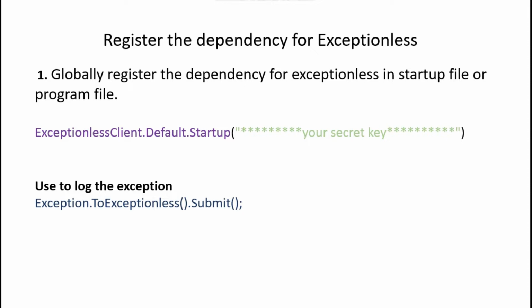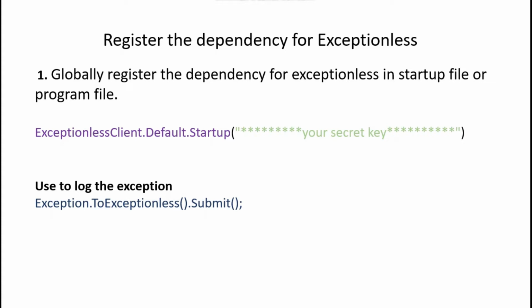Before implementing this, we have to register Exceptionless in the startup file or program file, so we can access the Exceptionless client globally all over the project. To use this, we have to call ExceptionlessClient.Default.Startup, and here is our secret key. It is the key which you can find in Exceptionless while configuring the client or while creating a new project on Exceptionless.